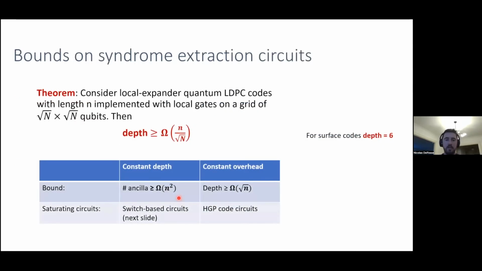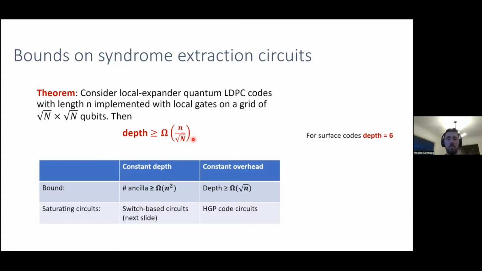And now, here is the issue. If we consider a family of quantum LDPC codes with some form of expansion, which is a natural assumption for LDPC codes, and if those codes encode k logical qubits into n qubits, but we implement them with local gates in 2D, with square root of capital N times square root of capital N qubits in total, so including ancilla qubits, this grid of physical qubits, then we have a lower bound on the depth. The depth of the circuit is at least proportional to the block length, the length of the code, divided by the square root of the total number of qubits.